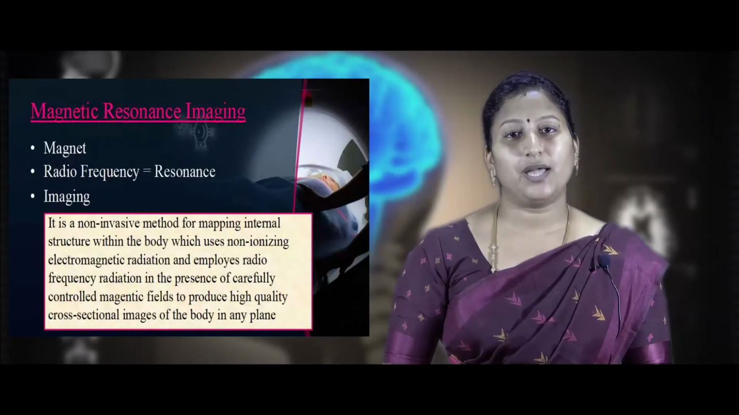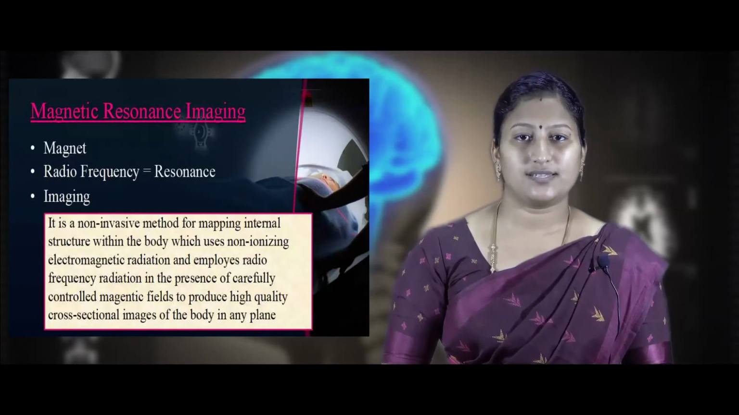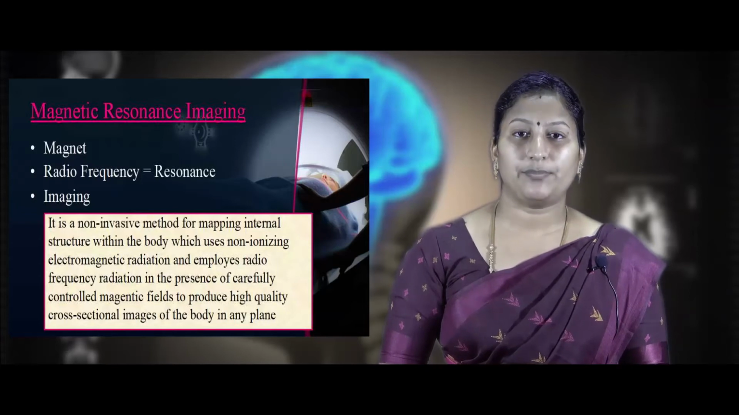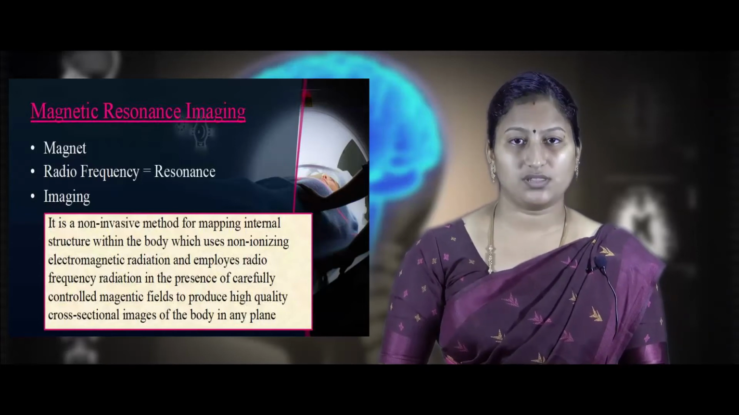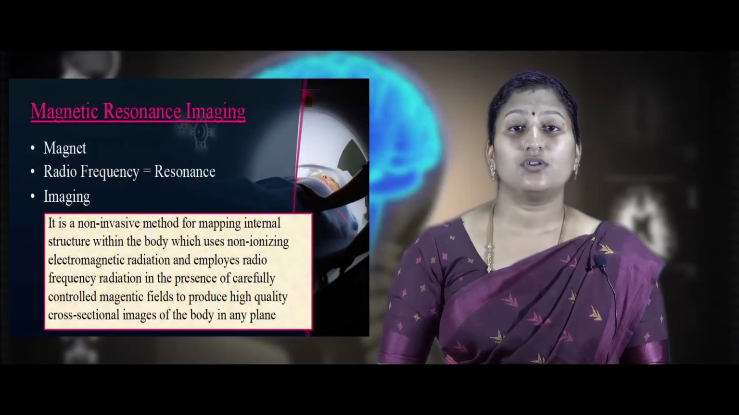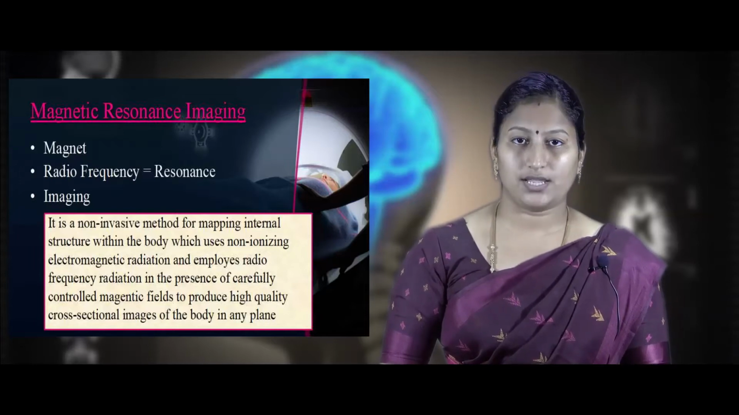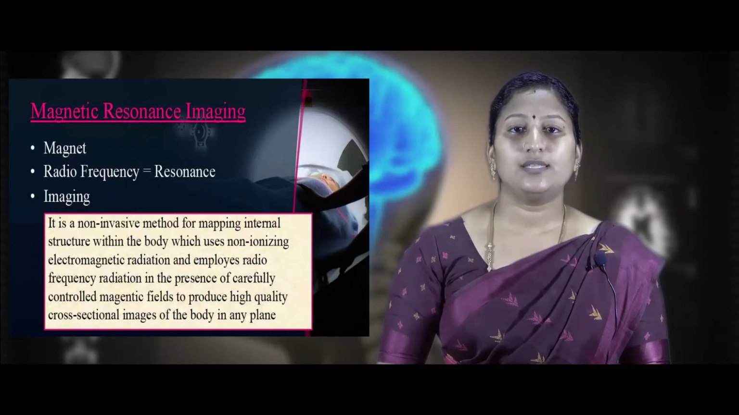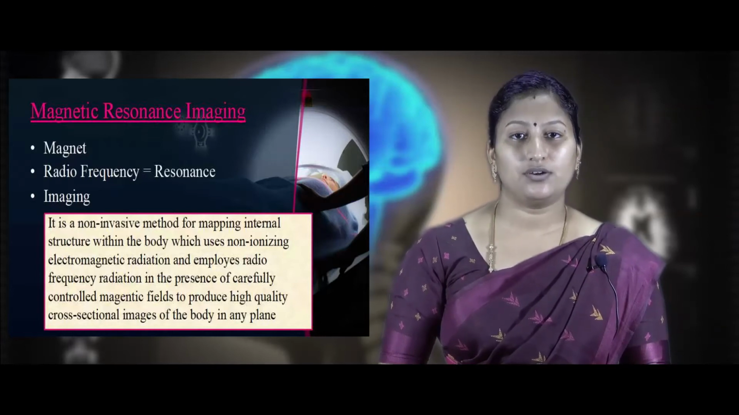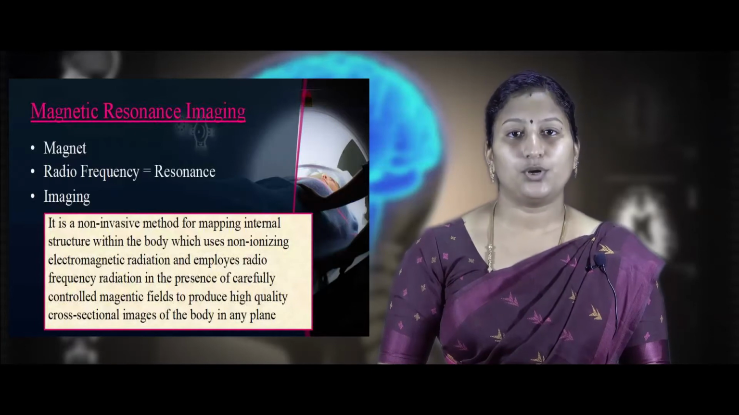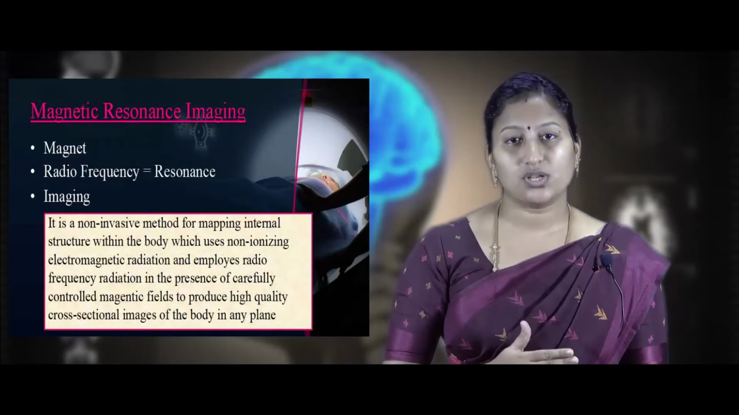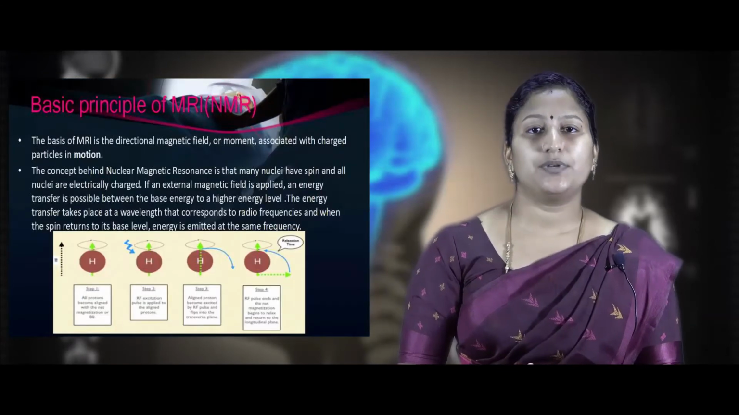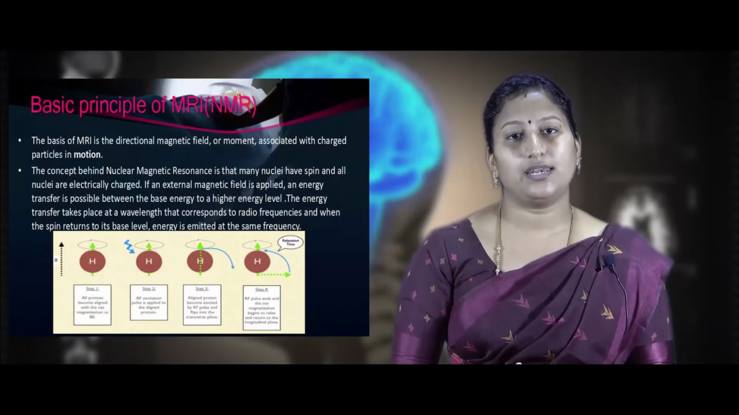First is MRI, or magnetic resonance imaging. It is a non-invasive method for mapping internal structures within the body, which uses non-ionizing electromagnetic radiation and employs radio frequency radiation in the presence of a carefully controlled magnetic field to produce high quality cross-sectional images of a body in any plane. The basic principle of MRI is NMR.